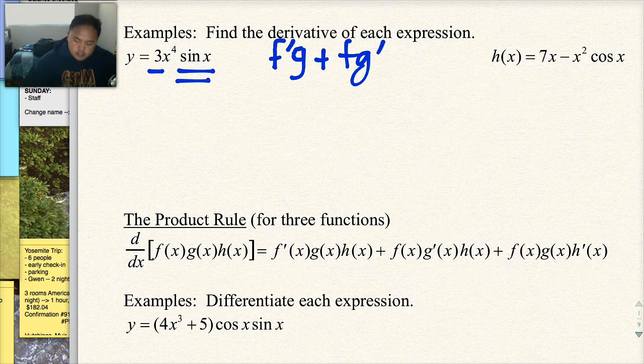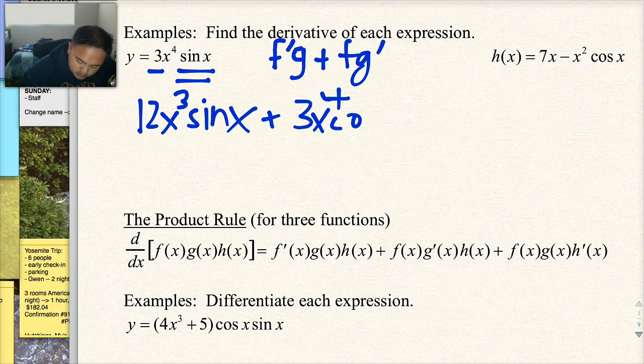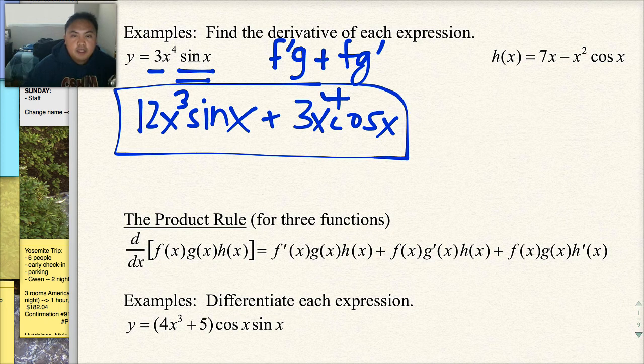The very first one says 3x to the fourth. I need to take the derivative of the first one, which is 12x to the third, and I'll leave the second one alone. And then I'll do the same thing, except I will leave the first one alone and take the derivative of the second one, which in this case is cosine x. And that's all that you need to do for the product rule. It might take you a little time to remember how to do these, but that's really all you do.